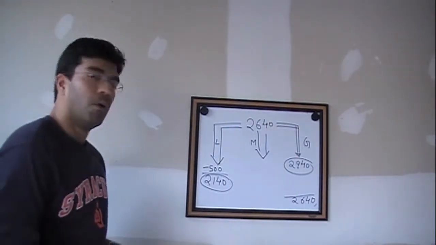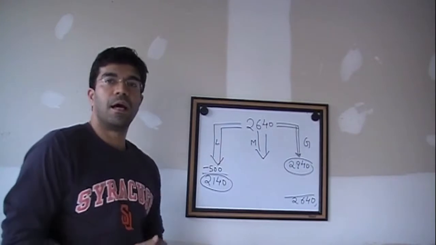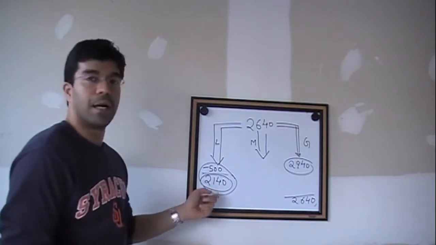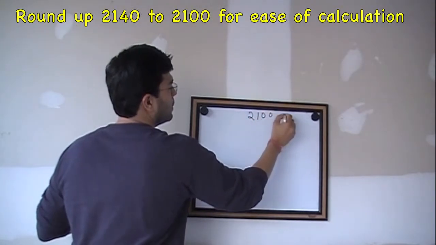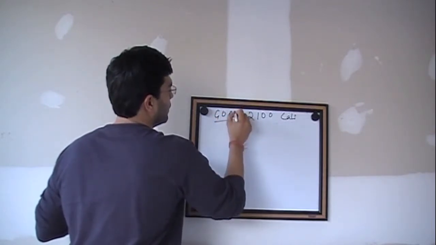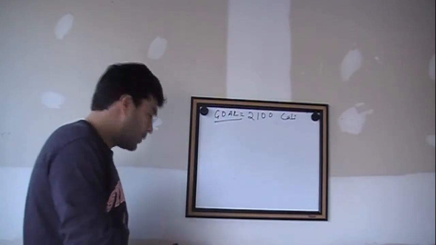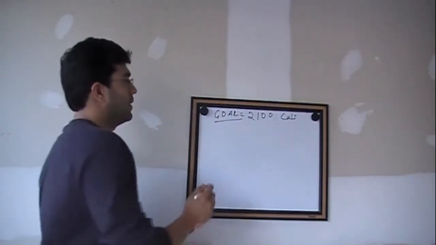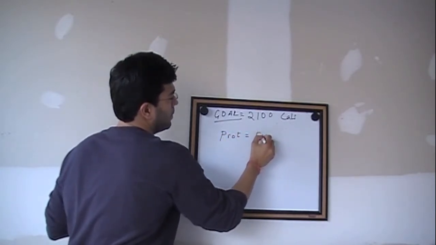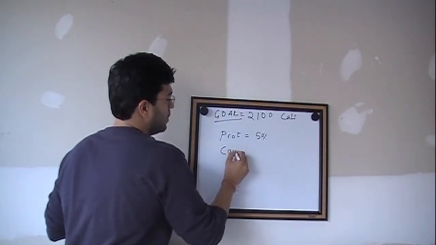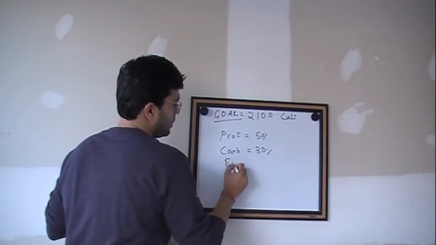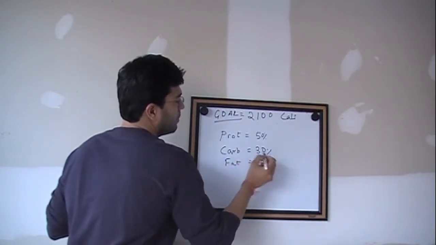Now most of the people that I have known, and the way I started, I wanted to lose weight, right? So how do you do that? 2100 calories is my goal every day. Let's stick to phase 1 for now. Phase 1 is 50% protein, 30% carbs, and 20% fats.